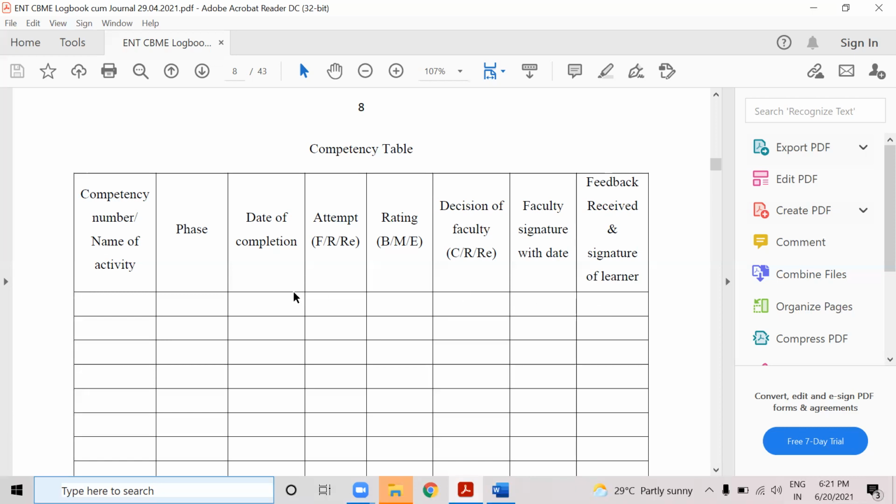So we know that there are 76 competencies in ENT. If possible, we should try to maintain this table for all 76 competencies. If not, then at least for those competencies which are of the skill domain, and the level is shows how. That is, the student needs to perform those activities or competencies. So at least a record of those activities should be properly maintained. But if possible, for all the competencies, the record should be maintained.